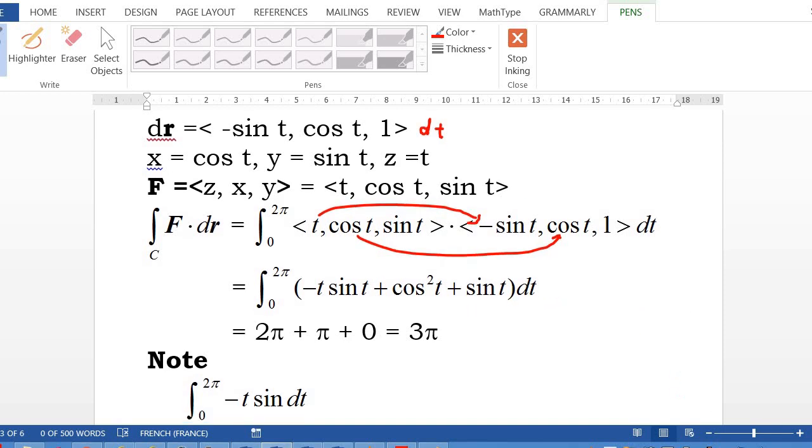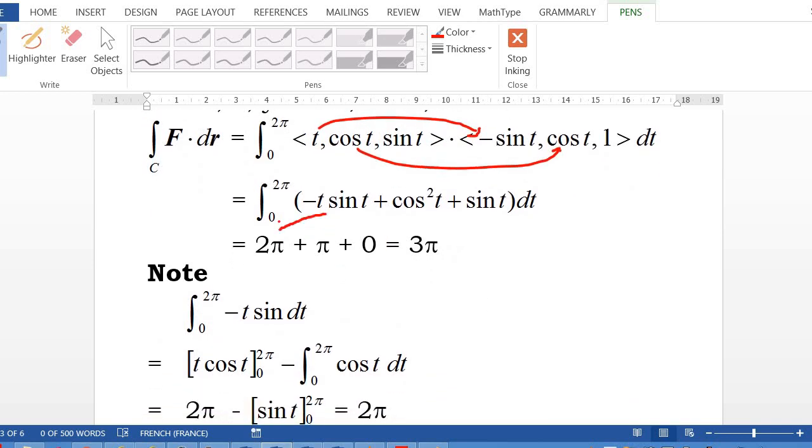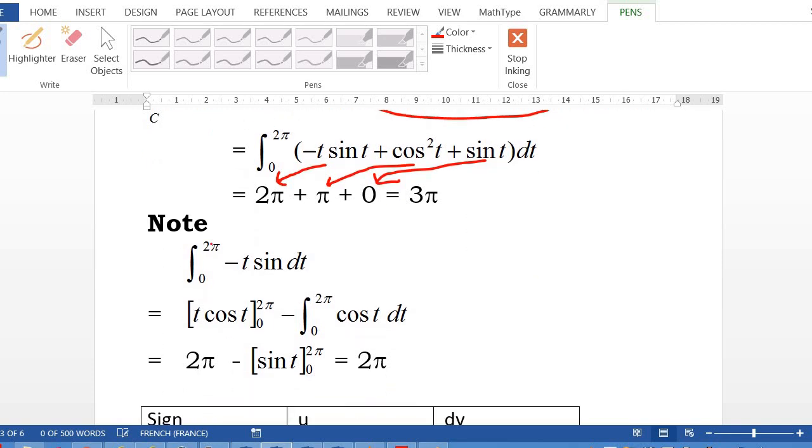When we evaluate the terms, for cos squared t we get pi, for sin t we get 0. Later we are going to go into detail on how we get the integral of negative t sin t, and the result is 2 pi.